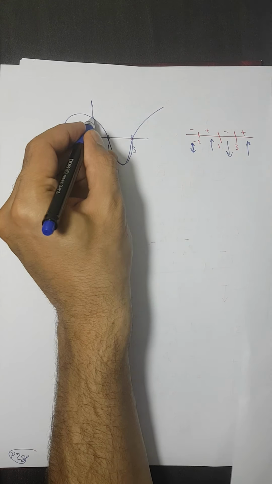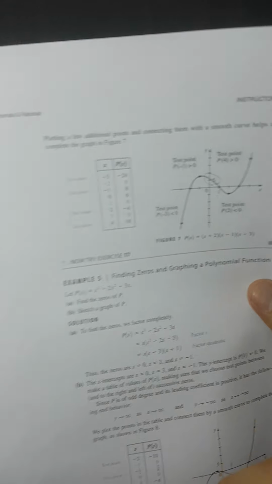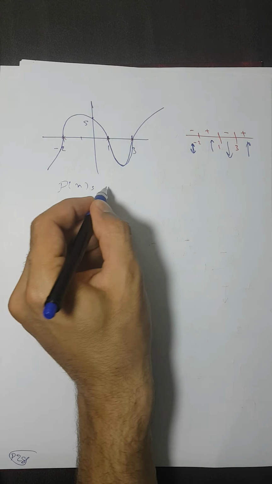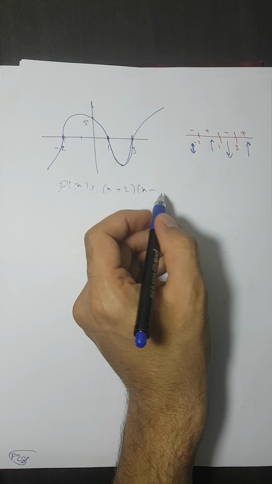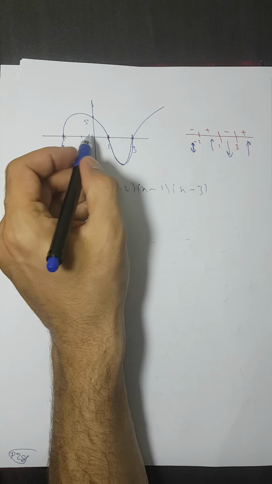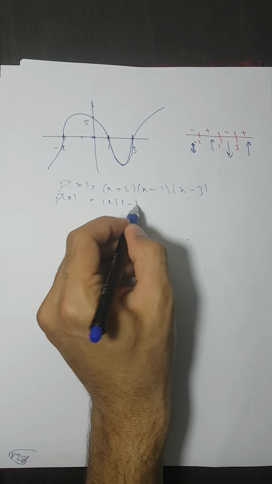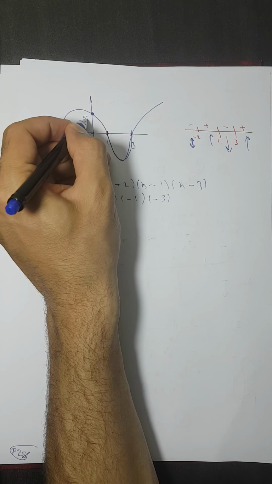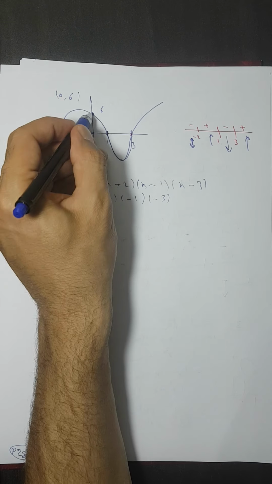How do we know this is number 5? Maybe you're asking, it's a really good question, how we get this number. Just let x be 0 and you get the number. For example, I have p of x equal to (x plus 2)(x minus 1)(x minus 3). If x is 0, I will get y, right? So I get 2 times minus 1 times minus 3, which is 6. It's not 5, it's 6. So I got the point (0, 6), which is the intersection with the y-axis.